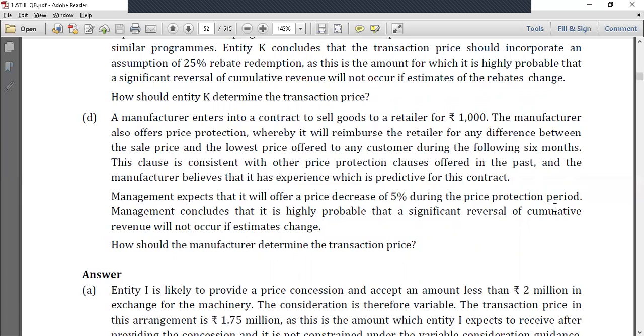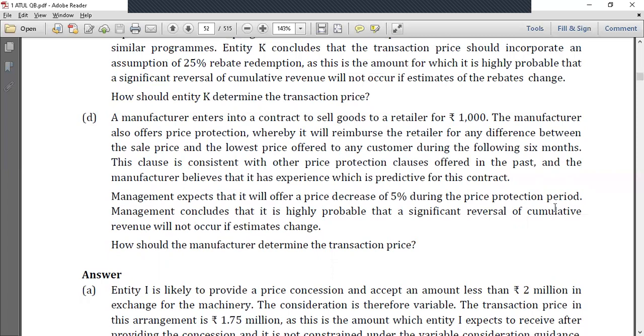Then the manufacturer also believes that it has experience which is predictive for this contract. So management is expecting that it will offer a price decrease of 5% during the price protection period. So 1,000 into 5% is 50 rupees, which will be the price protection.